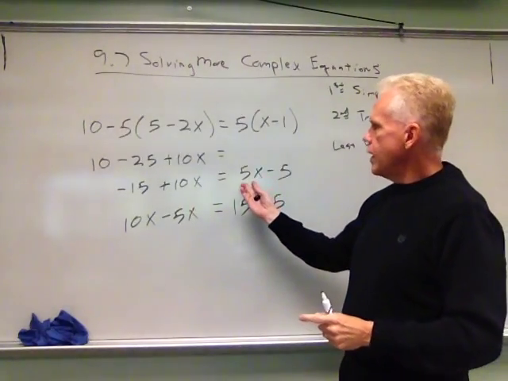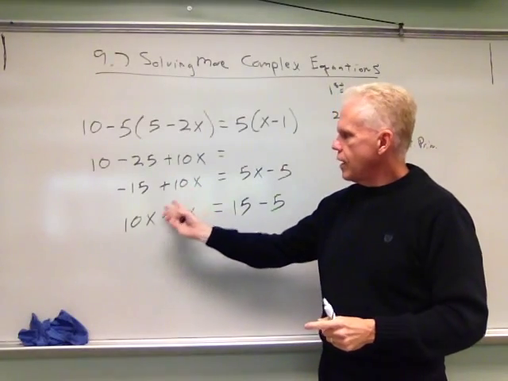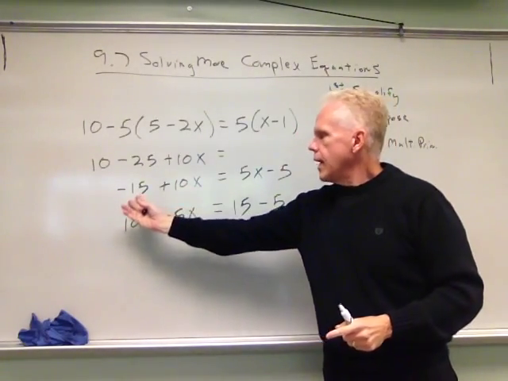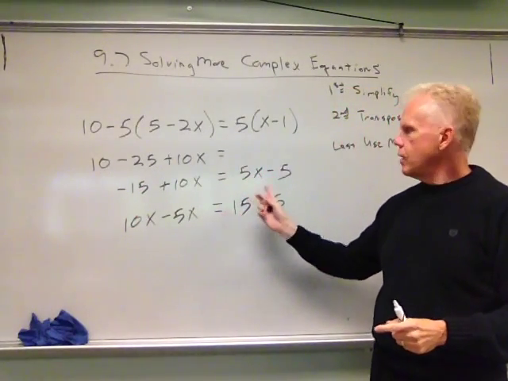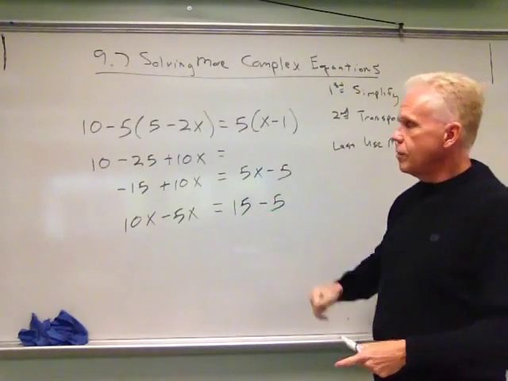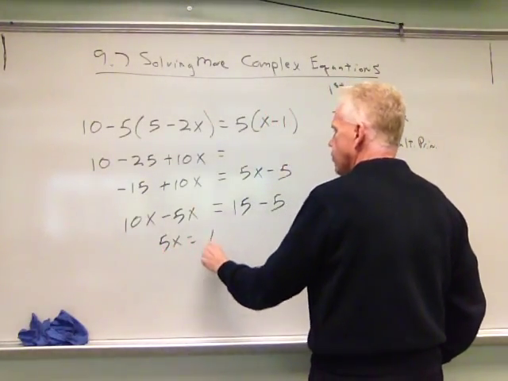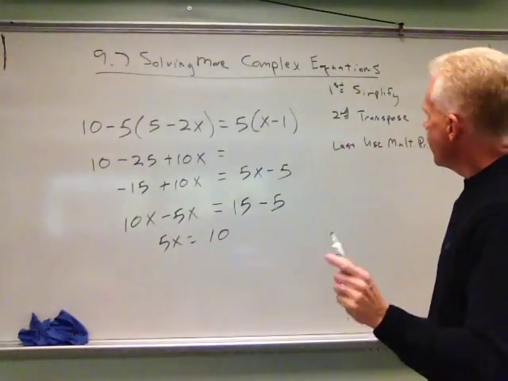I transposed the positive 5x over to the left and made it negative. The 10x stayed positive. I transposed the negative 15 across over to the right side and it became positive, and the negative 5 stayed negative. Let's simplify that. We'll get a 5x right here. We'll get a 10 right here. So that's my transposing. Now I'm ready for step 3.